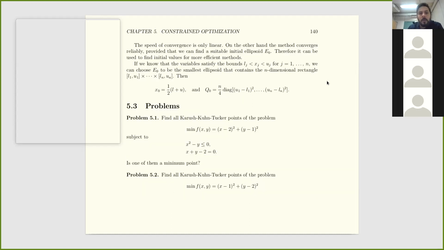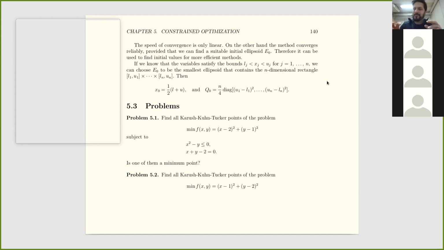So this is only linear convergence, and on the other hand, it converges reliably, provided that the initial ellipsoid actually was found to be good. There are possible ways of doing this: you can run it for a few steps and find some nice point, because it's a reliable convergence. Reliable means that as long as you chose the ellipsoid in a proper way, you're squeezing it like this and finding a minimum, then you're getting actually pretty close to the minimum.